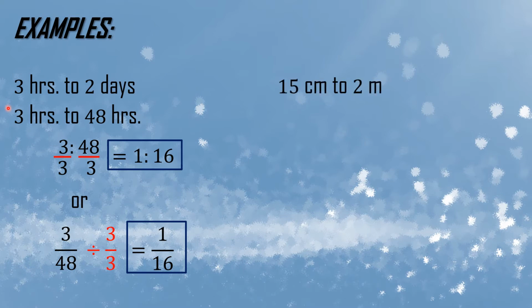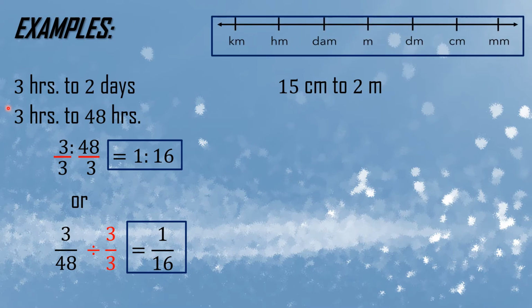Another, 15 cm to 2 m, or 15 centimeters to 2 meters. So again, kailangan natin gamitin yung natutunan natin sa measure or metric system of measurement. So, kailangan pareho silang cm or parehong m. So, gawin nating cm or centimeters ang 2 meters. So, since nandito ang meters, i-convert natin sa cm.